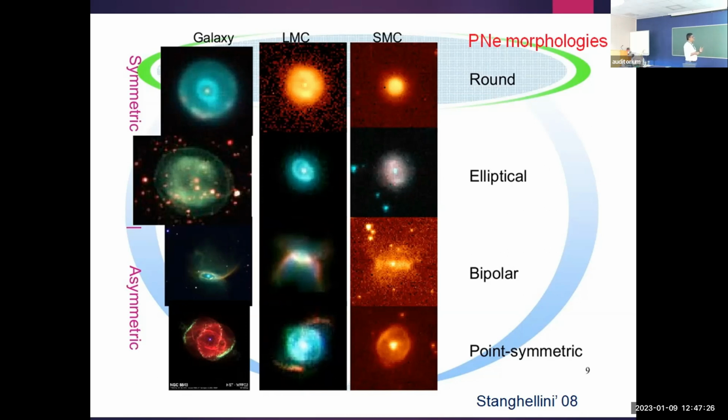And again, this is connected to the initial mass of the star. For example, round is expected from a low mass star, elliptical from a medium mass star, and bipolar from a high mass star, if the star evolves as a single entity. But that's not all, because the interaction with the interstellar medium again changes the morphology. However, the morphology of these planetary nebulae in the early stage gives you a lot of clue about their mass and their evolution.